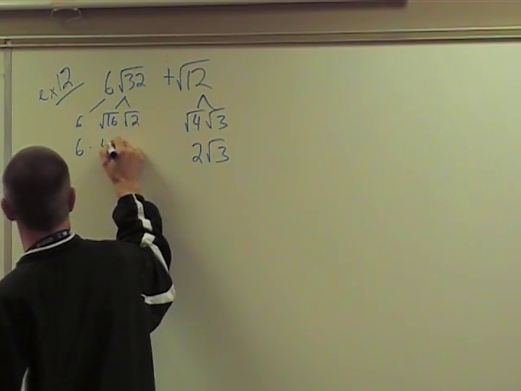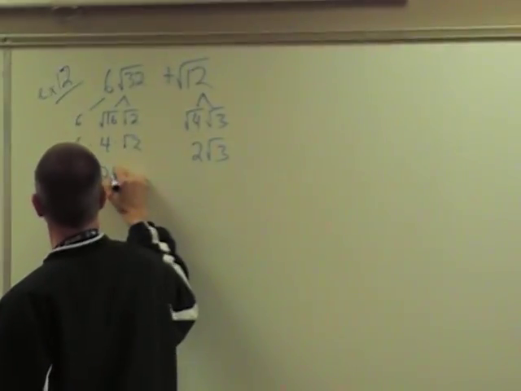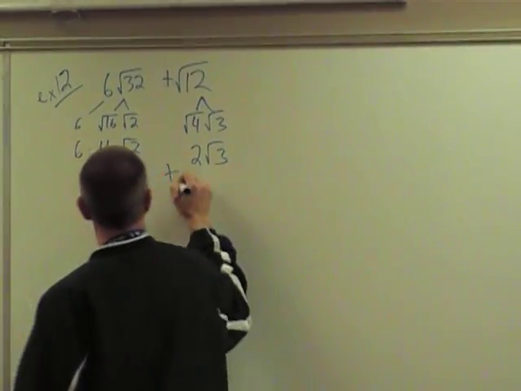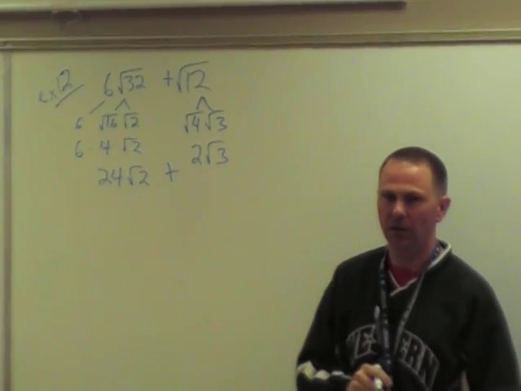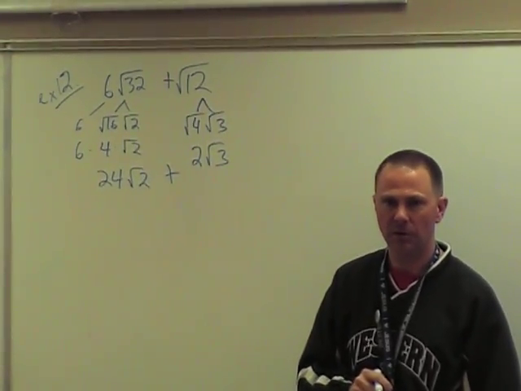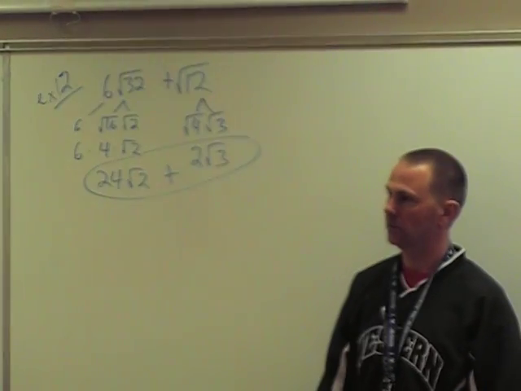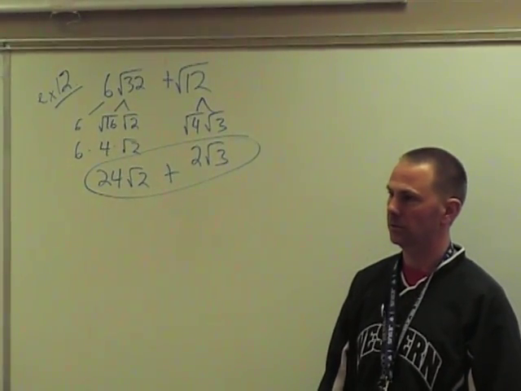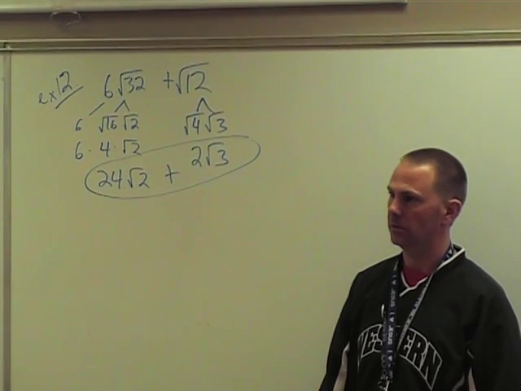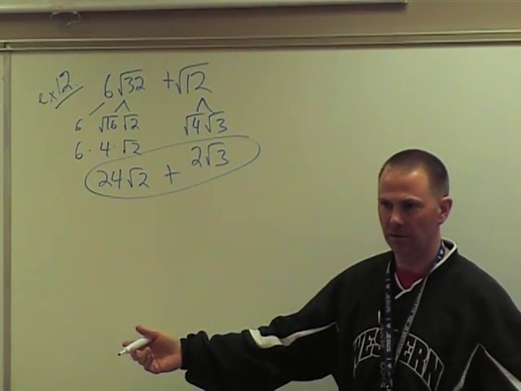So that's 6 times 4 times radical 2, which is 24 radical 2, plus 2 radical 3. Are those like terms? No. That is your answer. I just simplified it, that's all.